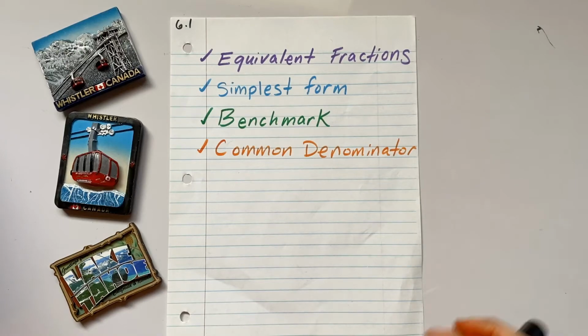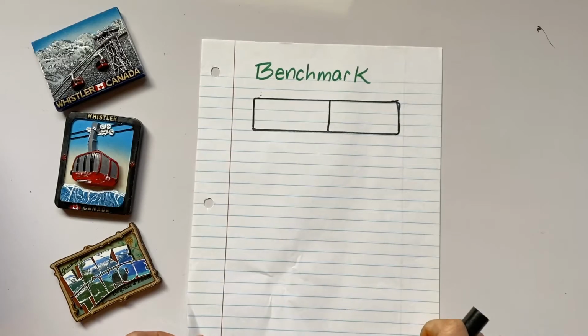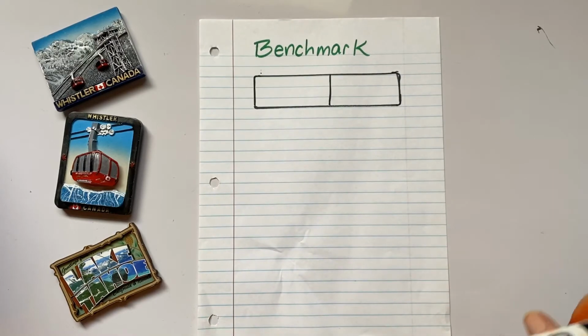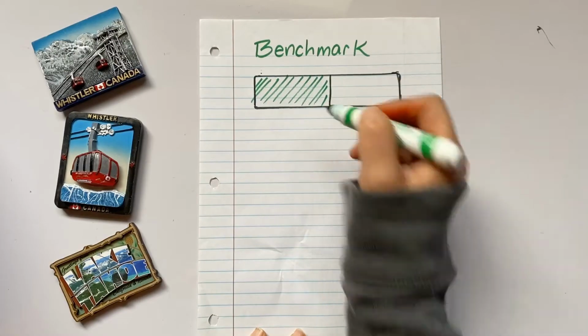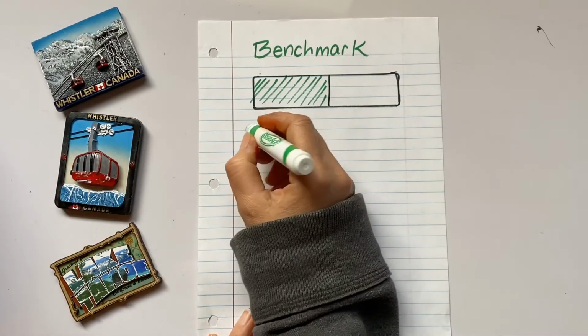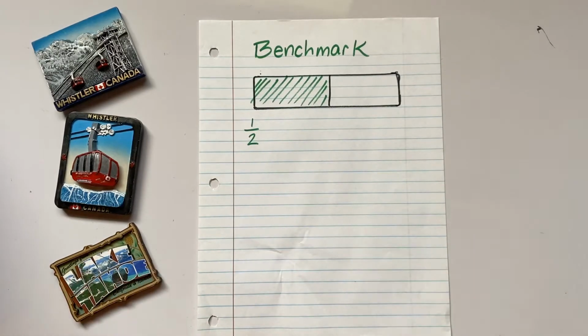All right, the next part of this lesson is on benchmarks. When we're talking about a benchmark, there are lots of benchmarks, but 1/2 is one that we'll start with. If you have, again, a pizza, and you're going to take 1/2 of it, you are getting one piece out of the 2 possible pieces. You're taking a half.